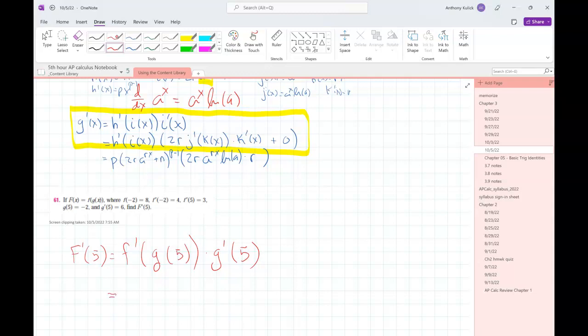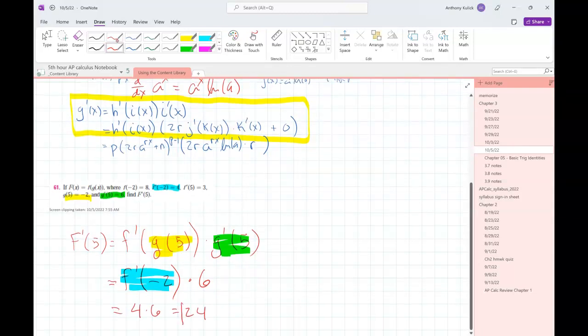Okay. We're told that g of 5 is -2, and we're told that g prime of 5 is 6. And then I know that f prime of negative 2 is 4. So I think I should get 24. Does that match the answer in the back, Leon? Yeah, I mean, okay, good.